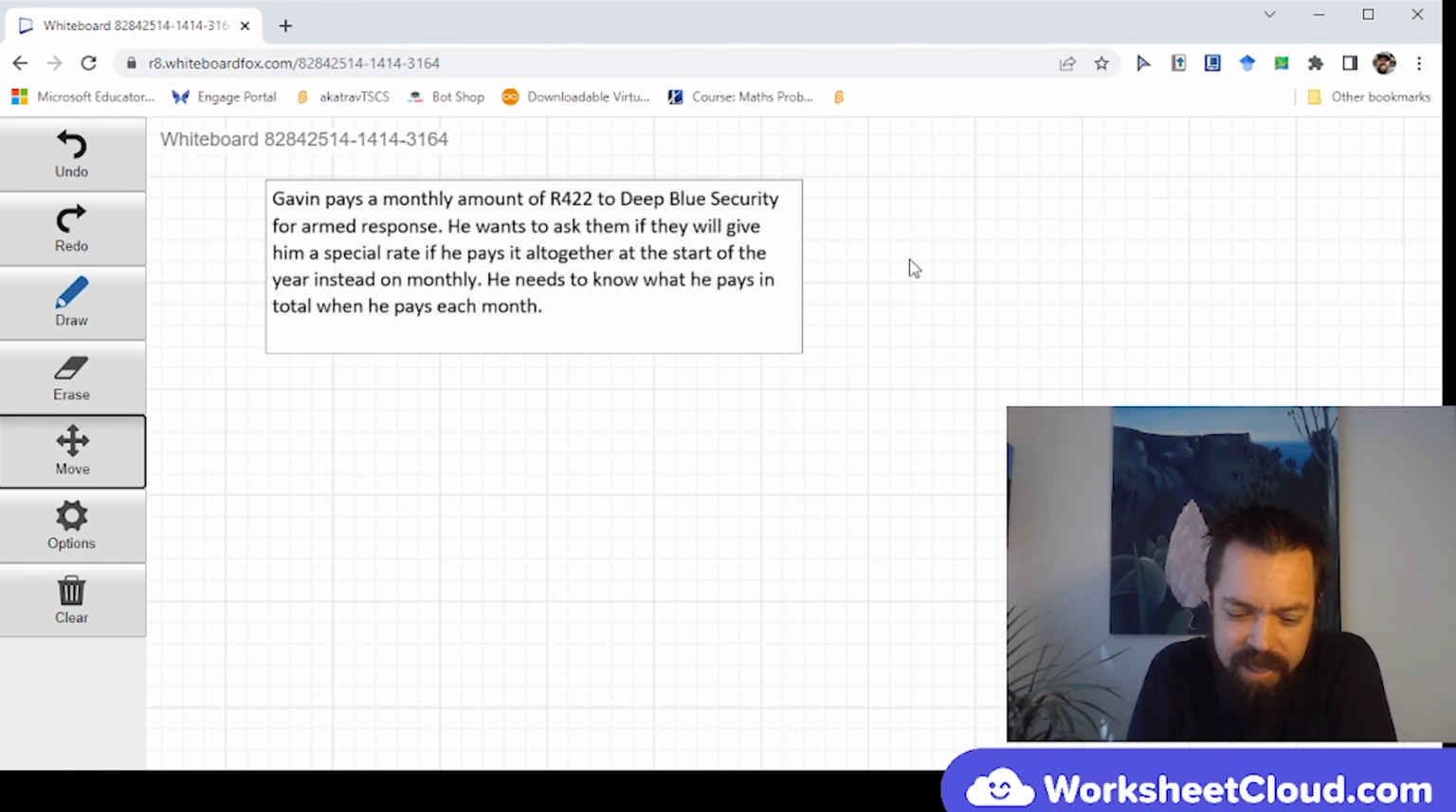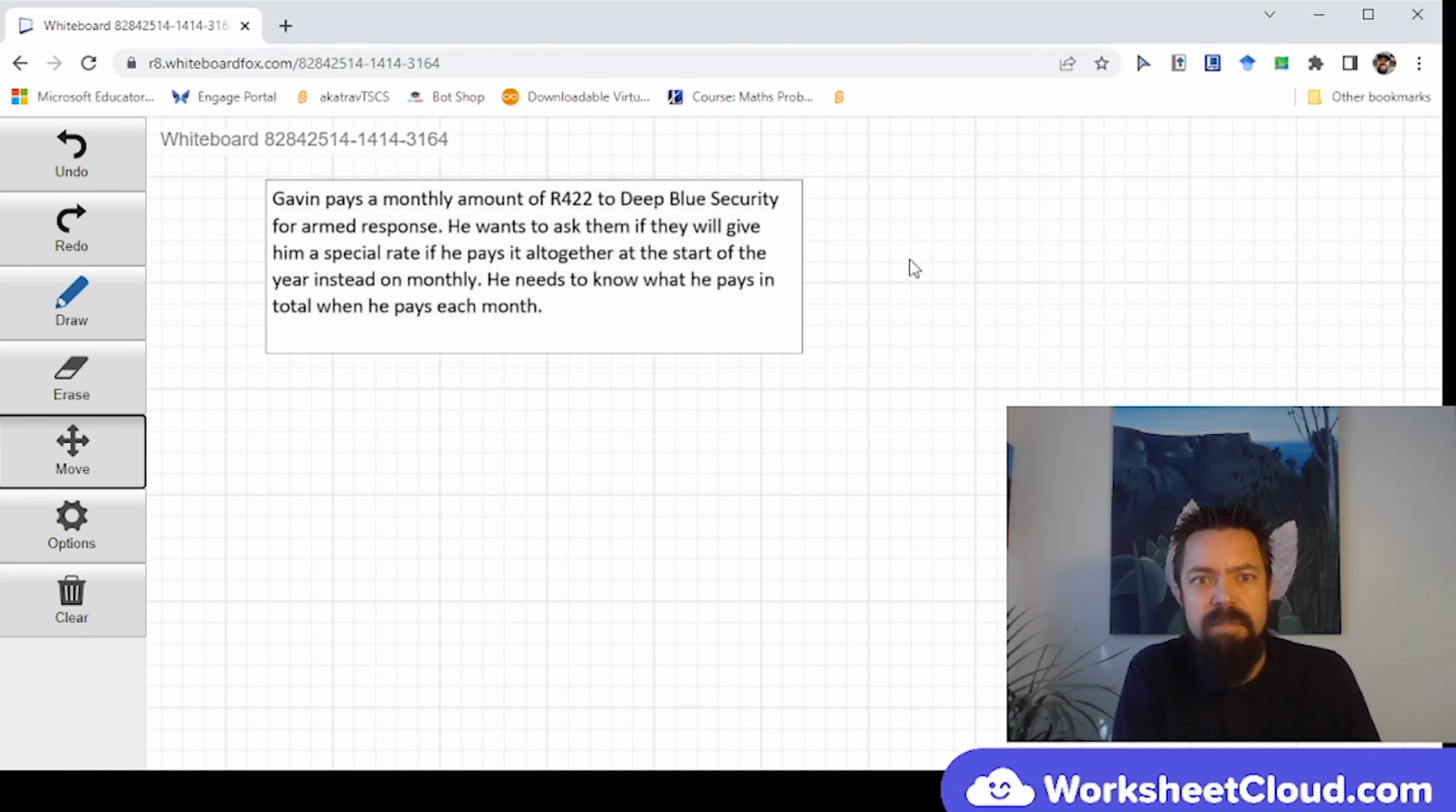Gavin pays a monthly amount of $422 to Deep Blue Security for armed response. He wants to ask them if they will give him a special rate if he pays it all together at the start of the year instead of monthly. He needs to know what he pays in total when he pays each month. So this is a very long-winded story. I don't know if you know, but sometimes if you pay something all at once, you get a discount. And that's what Gavin's going to ask. So he's going to say, if I pay it all at once, can I get it for a lower rate instead of if I pay it monthly?